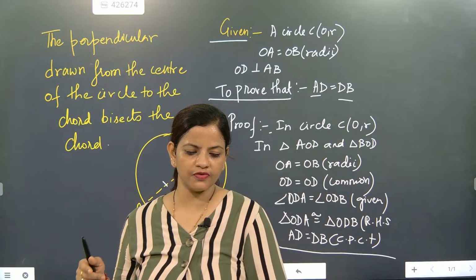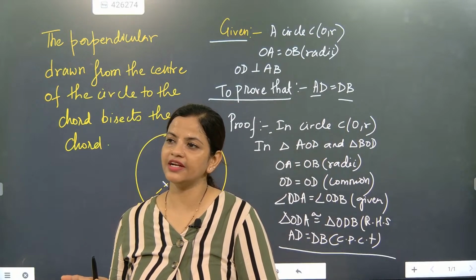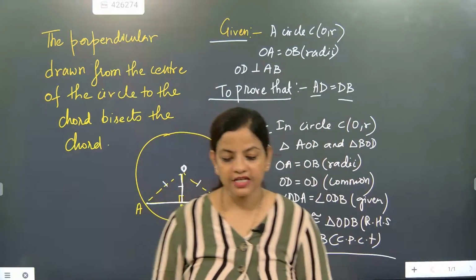Can you switch off that fan, beta? That both fans switch off. That is bisecting the chord. Though that is off also.